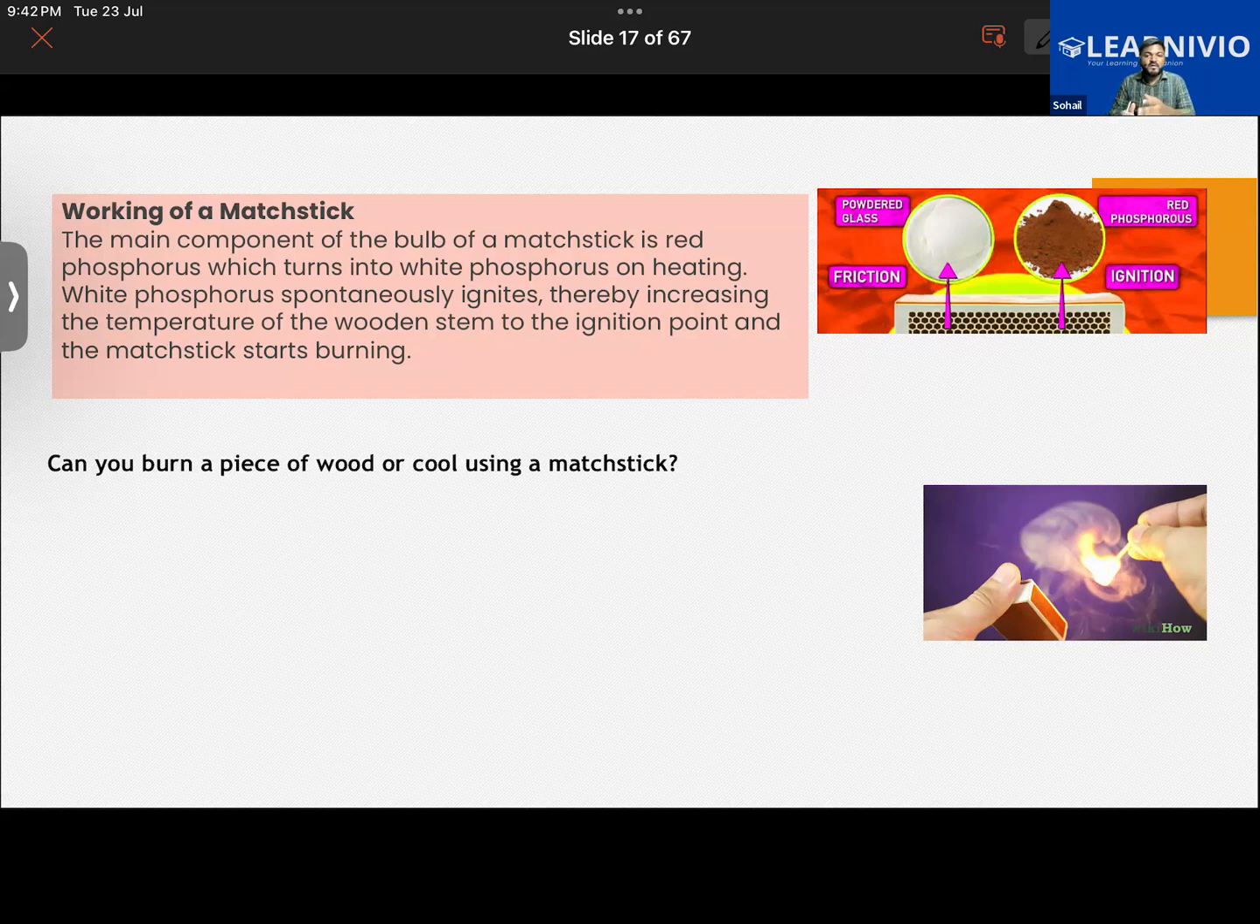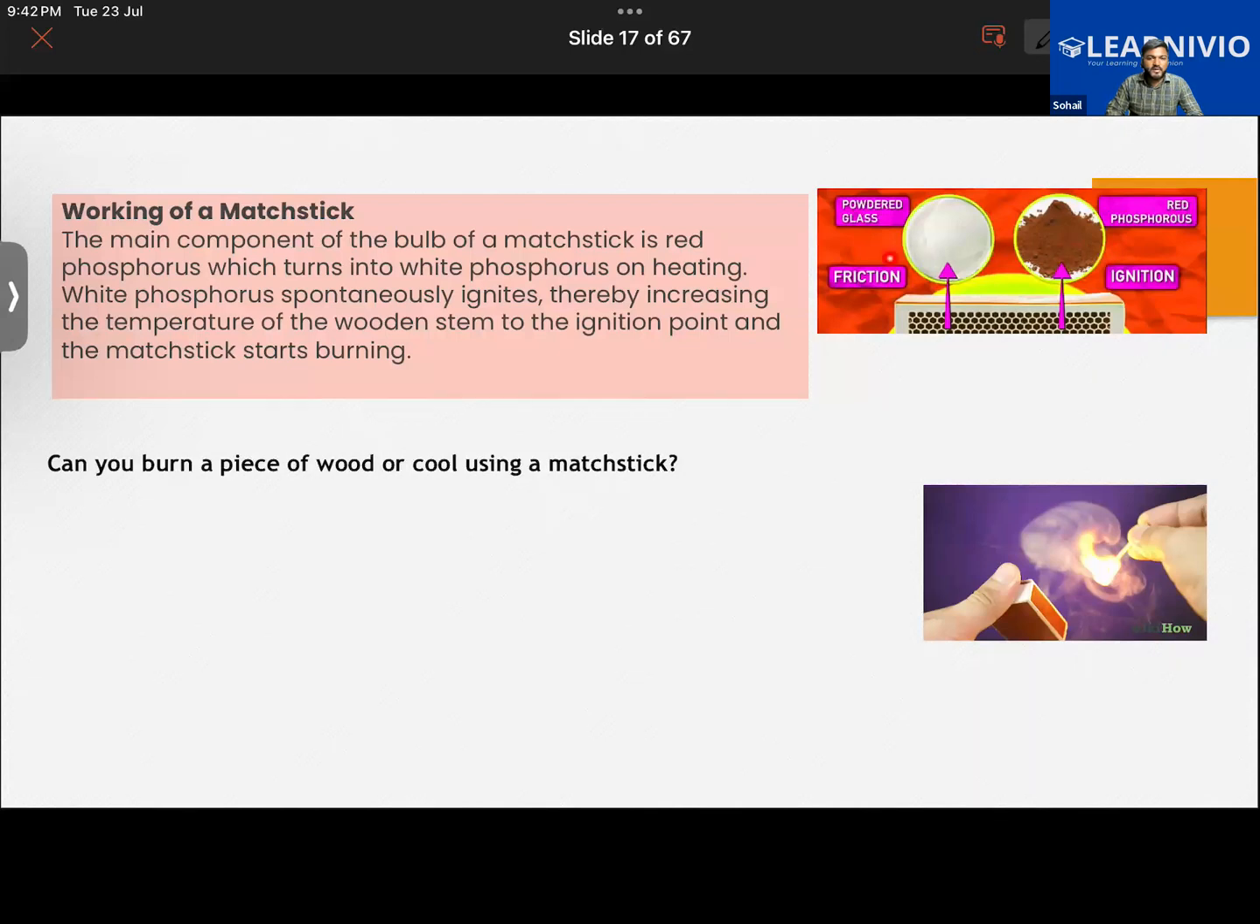Further, we know that white phosphorus is much more combustible. It will generate much more heat. So once it is rubbed against the surface of the matchbox, due to friction, heat is generated, and that heat will be sufficient for this red phosphorus to ignite. Okay.